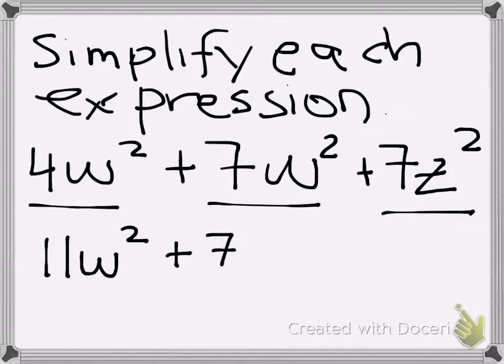And then since I can't combine the z and the w, since they have different variables, this is as far as I can go.